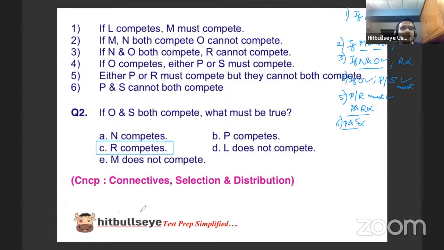So we are saying if both O and S compete, O भी होंगे और S भी होंगे, what must be true? Must be very important. What should be true? So let's again try to see from the conditions given, which of these can happen. So O के ऊपर क्या condition है? If O competes, either P or S must compete. S already है, so that fourth statement is getting covered. If N and O both compete, R cannot compete. तो ये हमारी बात ऑलरेडी हो गई है कि R तो नहीं होगा. Okay, we'll come to that.